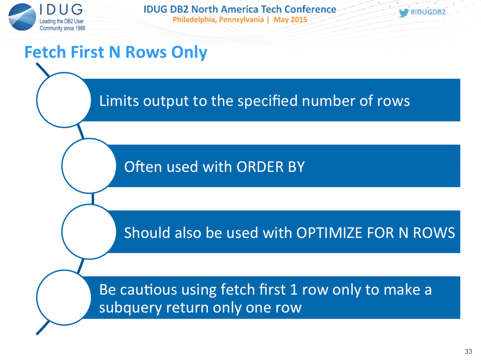You should generally also use it with optimize for n rows. Depending on versions, there are definitely places where DB2 does not assume optimize for n rows when you specify fetch first n rows. And you also need to be very cautious with using fetch first one row.